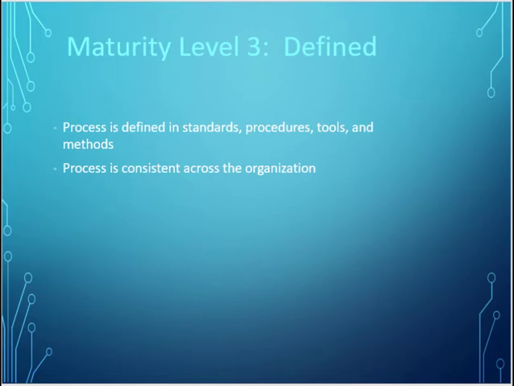Maturity level 3 is called defined. And the difference between maturity level 2 and maturity level 3 is that the process is defined and is consistent across the organization. So all of the procedures and tools and methods that we're using are not unique to a project, but now they go across the entire organization.